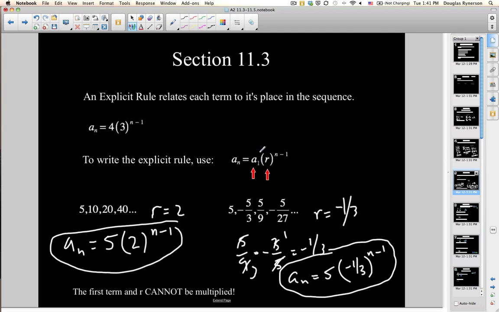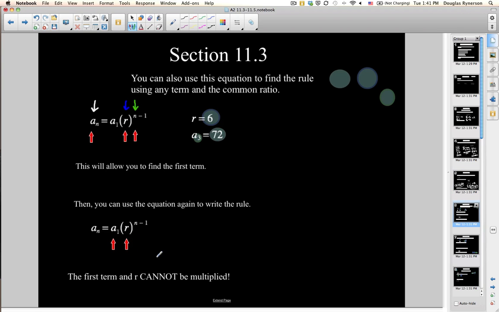We use this formula. We have to identify a sub 1 and r, the common ratio, in order to do this. Notice here that the first term, the 5, and the common ratio, 2, cannot be multiplied. Order of operations stops the multiplication because we must do exponent before multiplication. And this variable n stops us from doing exponent first.